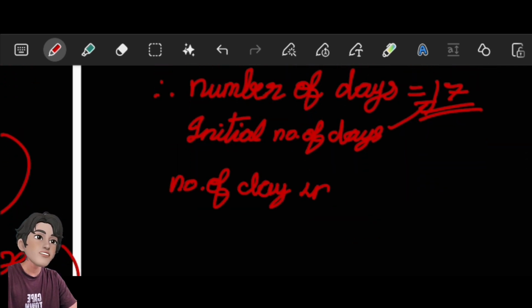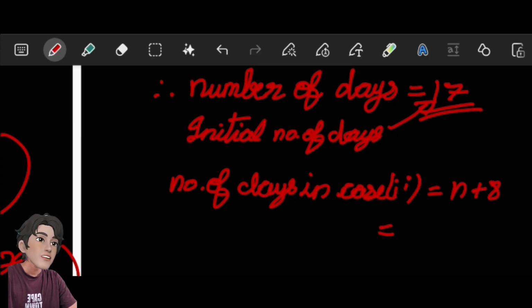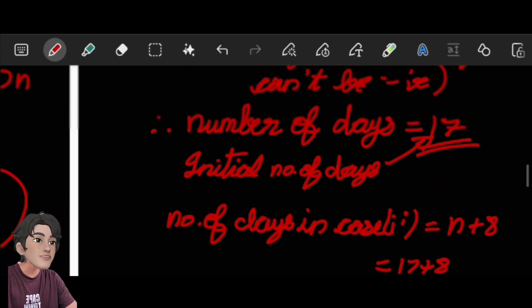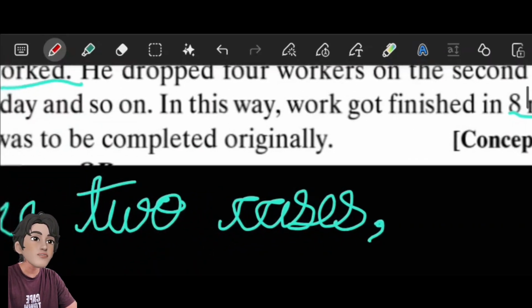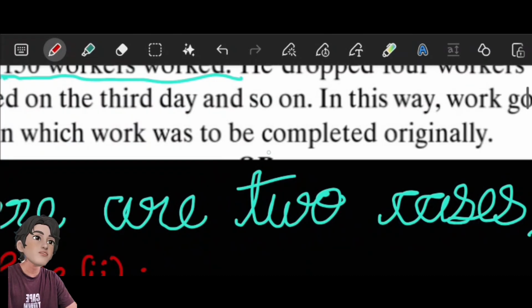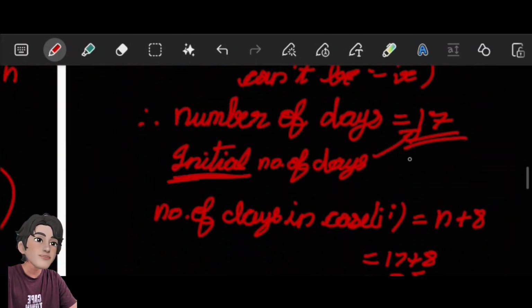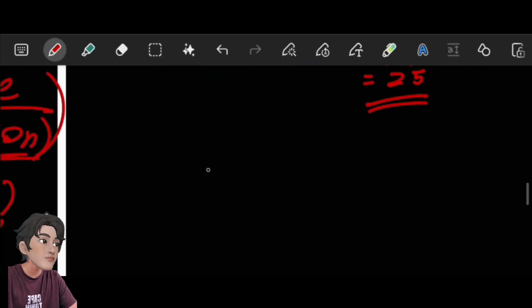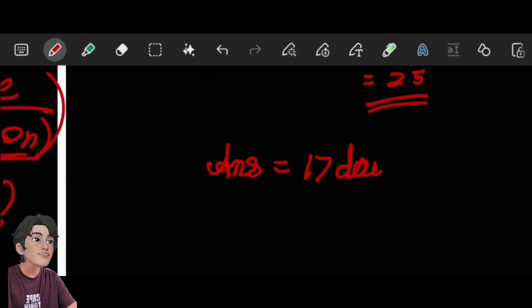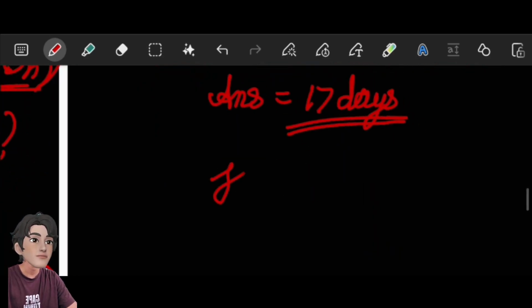So the number of days in case 2, as we know, is 8 more days. So 17 plus 8, we are arriving at 25. But they have asked only for the initial number of working days, as asked for the original value. So it's nothing but 17, which is the initial value which we got. So the answer is 17 days. Hence proved.